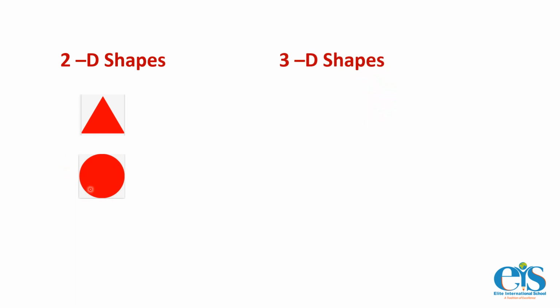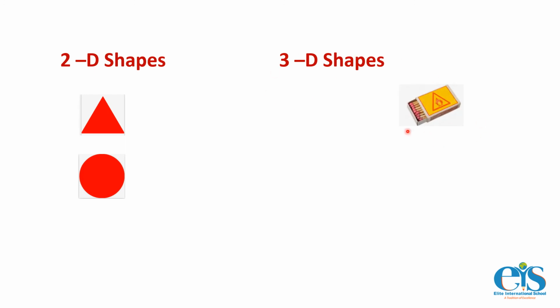So, what objects come under two-dimensional shapes? Let's check. A triangle, which has three sides, is a 2D shape. A circle also comes under 2D shapes. Now let's check what comes under 3D shapes.